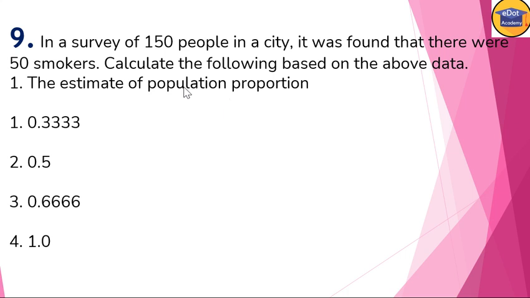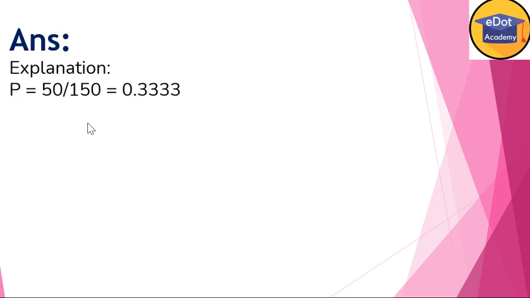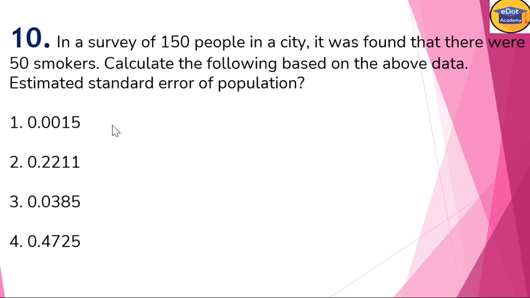Probability is always the number of favorable outcomes divided by the total number of outcomes. So favorable outcomes are 50 and the total number of outcomes is 150. So 50 divided by 150, we get 1 by 3, so 0.3333. Option first is correct here. Okay, now question number 10.